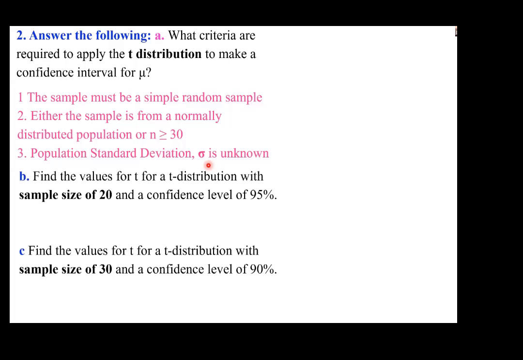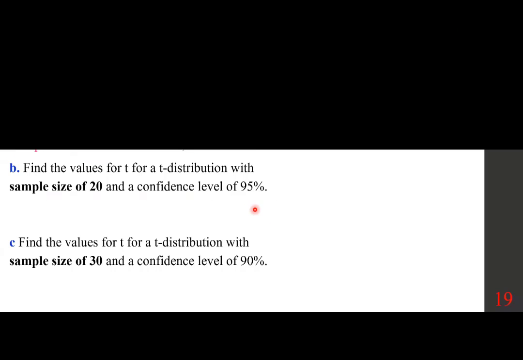Now we want to find the value of t in the case of a T distribution with a sample size of 20 and a confidence level of 95%. And in the other case, the sample size is 30 and the confidence level is 90%. So let's see how we tackle the problem.